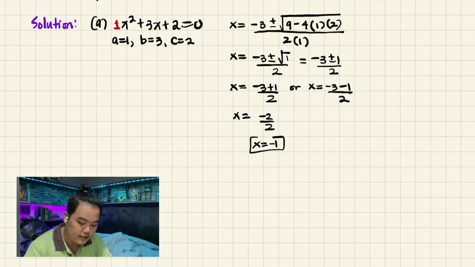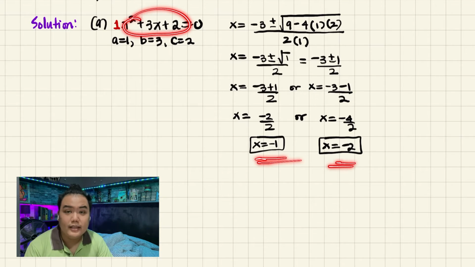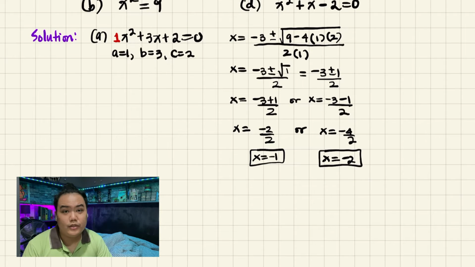So meron ka ng isa. Isa naman, x is negative 4 over 2. So x is negative 2. Yan, nakompute man siya agad. At pwede mo actually itong isolve din using the factoring method and you should get the same answer. So gaya ng sabi ko sa previous videos, sa pagsosolve ng isang quadratic equation, pwedeng iba-ibang method yung gamitin.